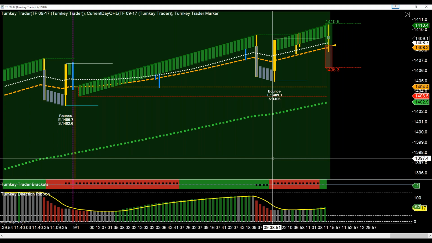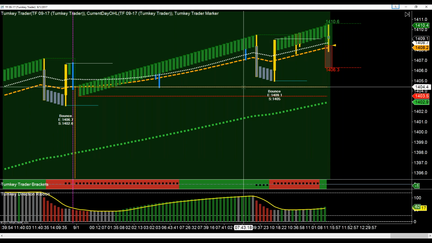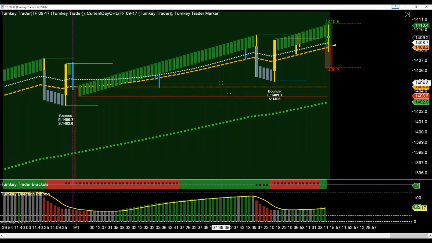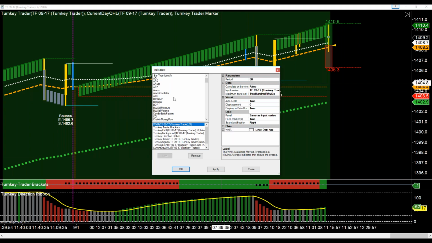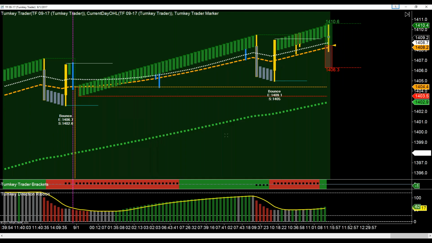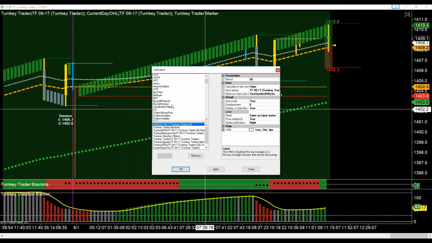Scott is asking, what are the green, yellow, and red dashed lines on the chart? Yeah, so this is just the high of the day. The orange dashed one is the open, and then this is the low. That's in the indicators. We'll probably add that to the template by default in the future. That one's just current day OHL. So if you right-click on your chart, go to your indicators menu, and add current day OHL.